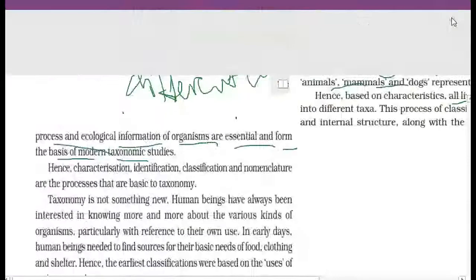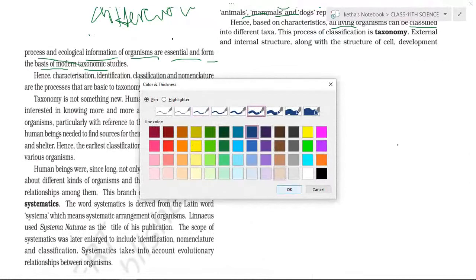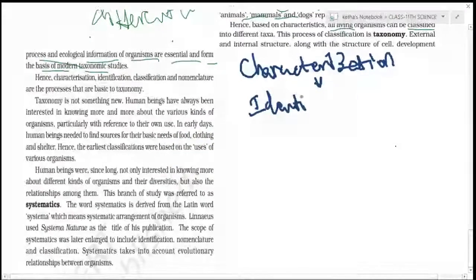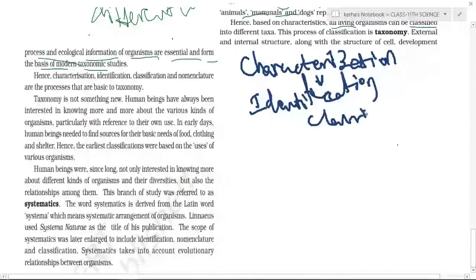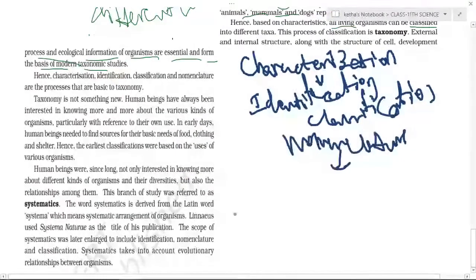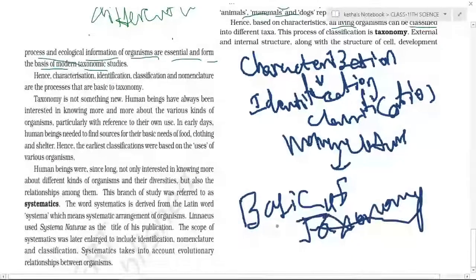So what we can say is that characterization, identification, classification, and nomenclature all come under the basics of taxonomy.